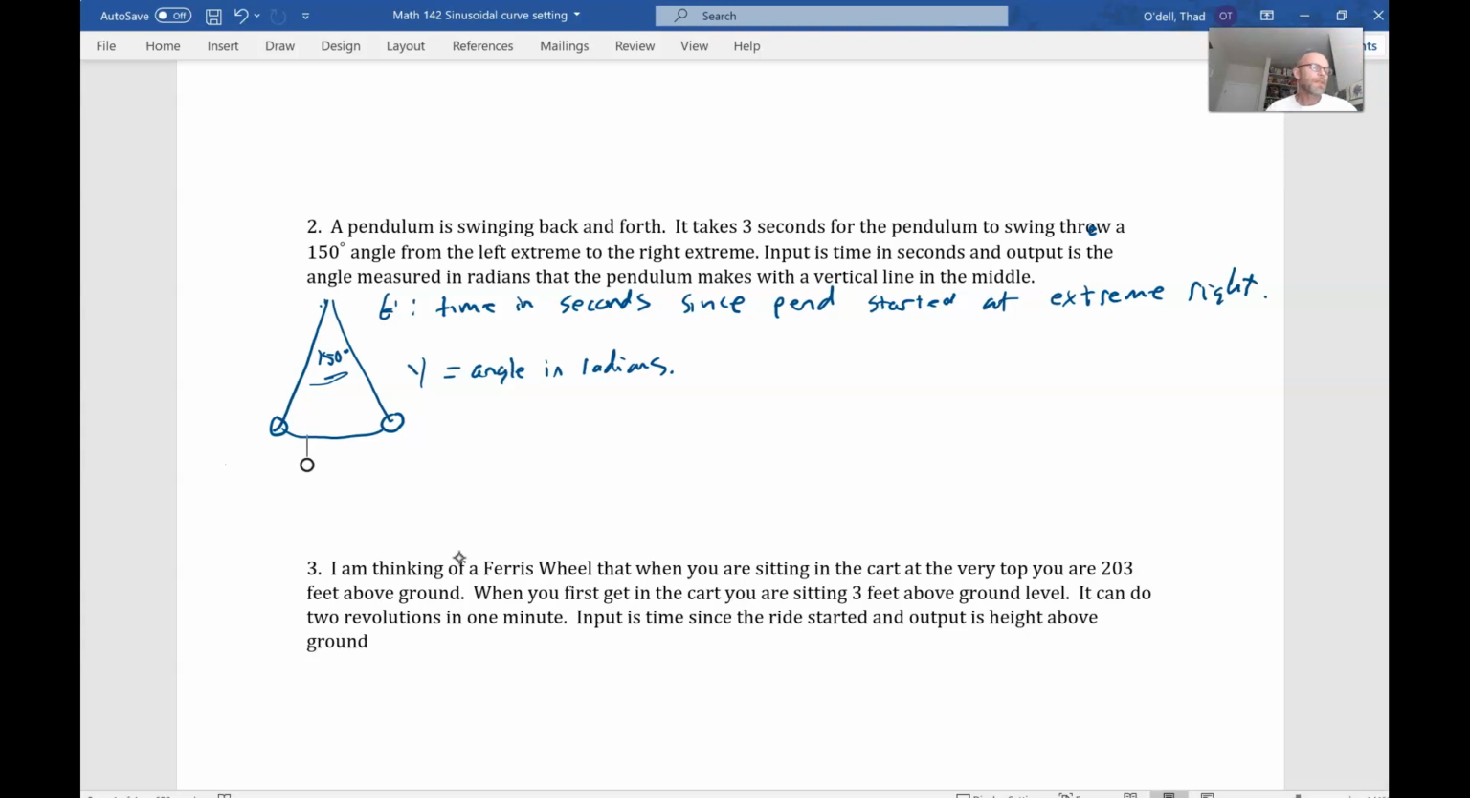Okay. Now the reason why I picked that is because that way I can just use cosine and not have to do any phase shift. So I'm defining what my time is. Time is measured in seconds since pendulum started at extreme right. So that means my graph is going to look like this.